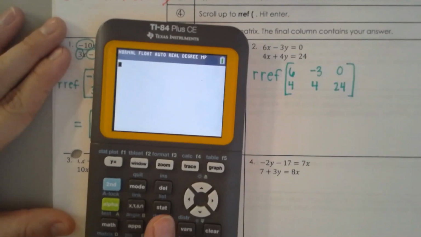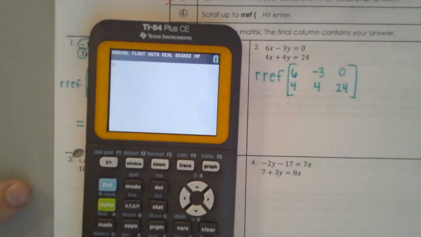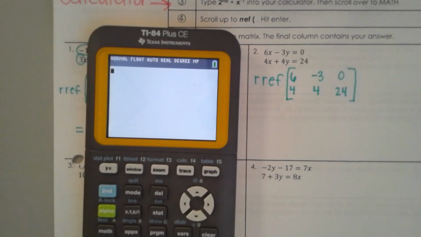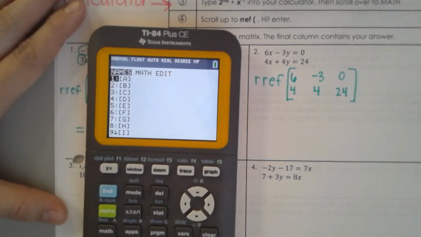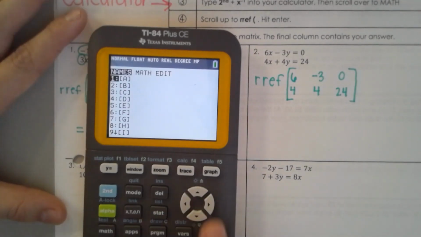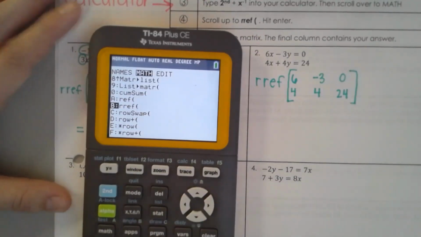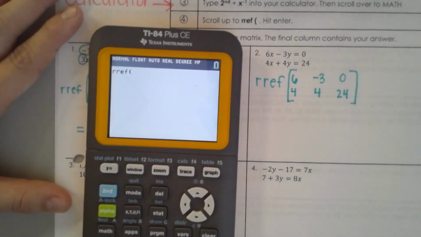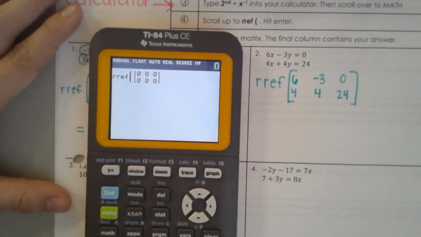Make sure you are practicing typing this into your calculator. Because when you get to an assignment, if you say, I don't know how to do this, it's probably because you didn't do anything while we were taking notes. So I went to second, and then the x with the -1. Scroll over to math. Go up or down to RREF. Alpha zoom. Type in the matrix.